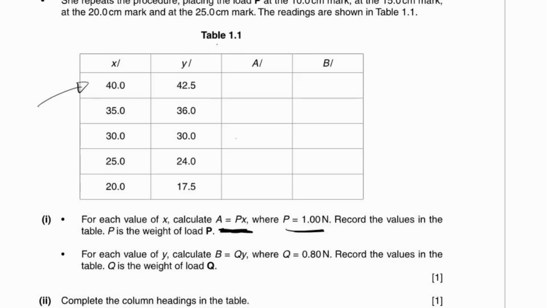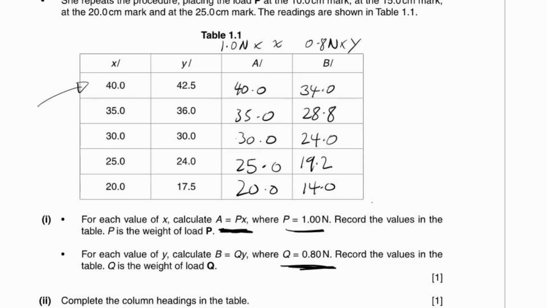So A equals Px. So 1.0 newtons times x. Well, 1 times any of those values of x is going to give us the same number. So 40.0, 35.0, 30.0, 25.0, and 20.0. Nice easy start, good. And now for the final one, B. B equals Qy, where Q is 0.8 newtons. So 0.8 times 42.5, 0.8 times 36, and so on.